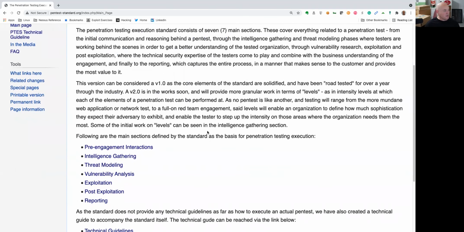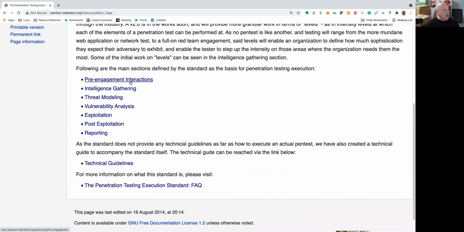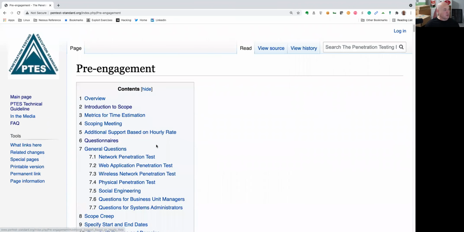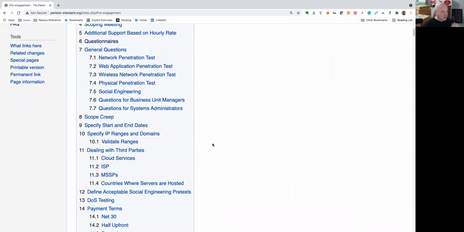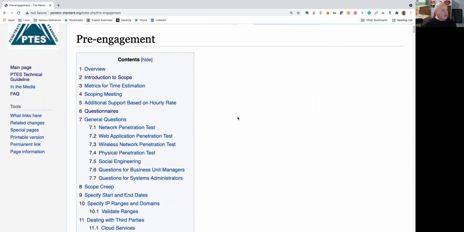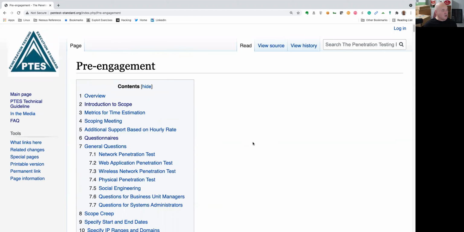And so here we have the different sections of the penetration testing execution standard, starting with pre-engagement interactions. Some of these you're not going to be as in-depth in when you're starting out, because as a pen tester you're not scoping pen tests. You're going to be doing intelligence gathering, threat modeling, vulnerability analysis, exploitation, post-exploitation, and report writing. But the pre-engagement stuff is important. If you ever decide you want to do pen testing on the side, this is one of the first things I would look at. They even get into details of payment terms, which, as far as just learning pen testing, is not so important to you.